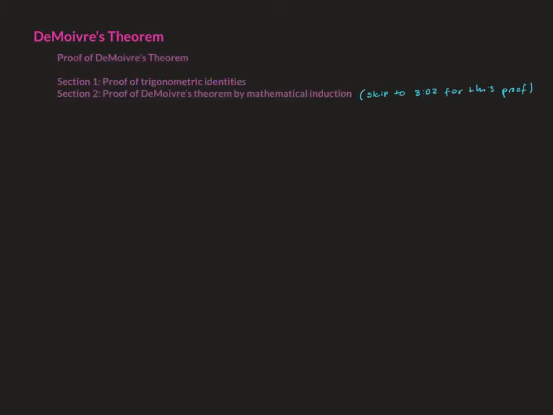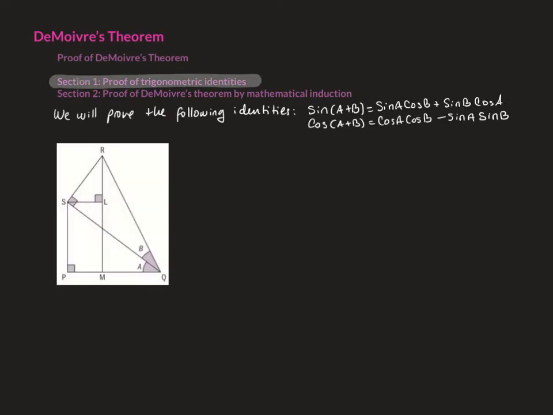The first section of the proof, we are going to prove the trigonometric properties that we need for the mathematical induction proof, and in the second section we are going to do the mathematical induction proof of DeMoivre's theorem. So to start the proof, we're going to start section 1 with the proof of these two trigonometric identities that we see right here. And the reason why we need to prove these ones is because we are going to be using the numbers in polar form, and it will be useful for us to have these identities to be able to use them freely.